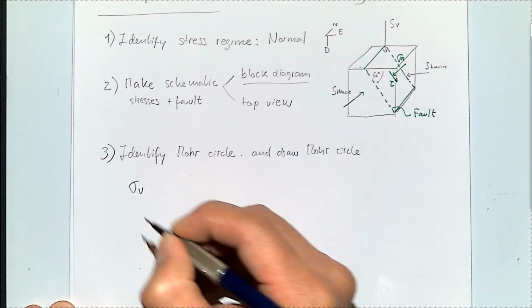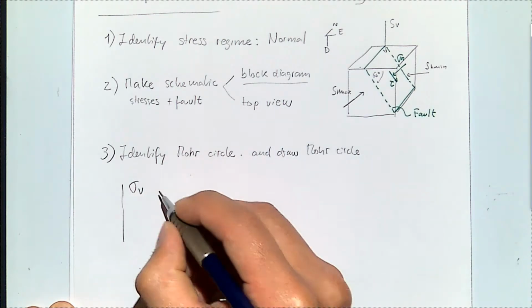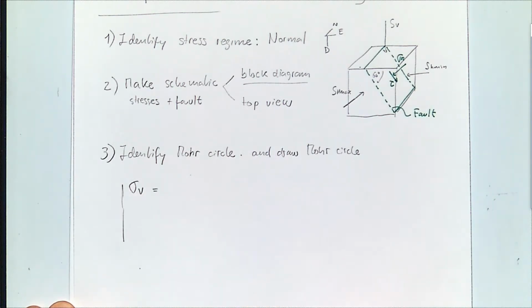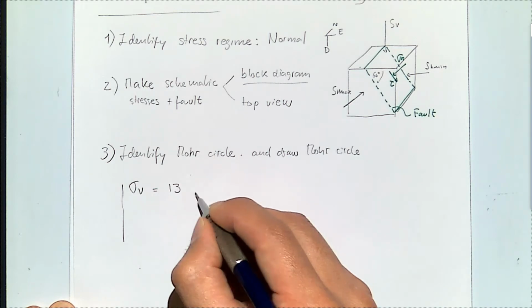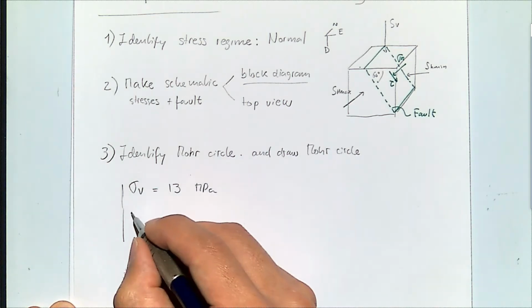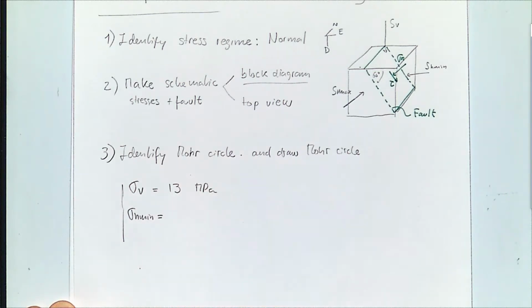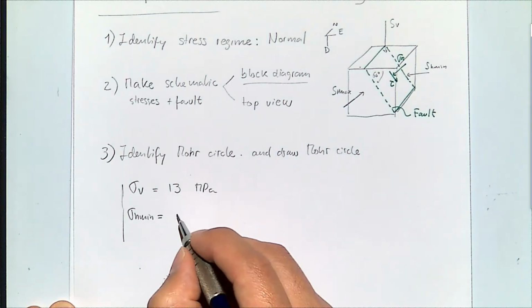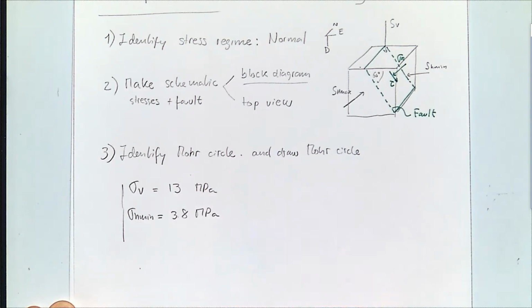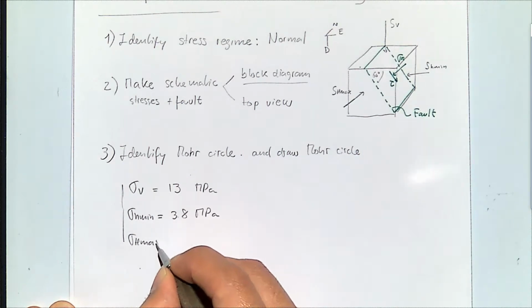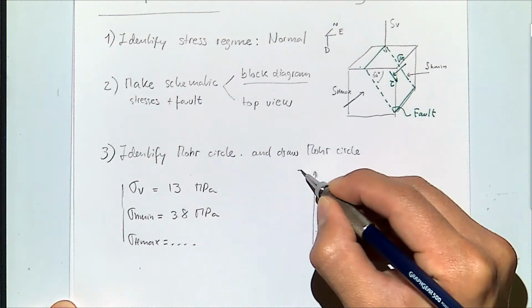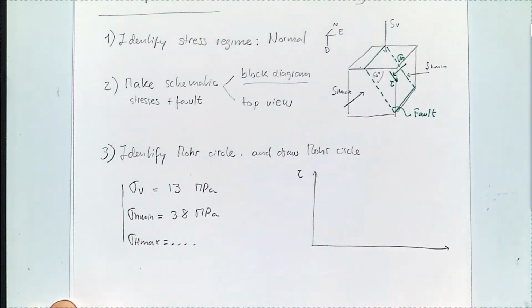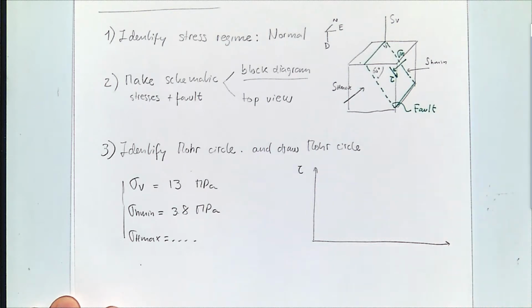All right, what is sigma V? No, that's SV. 23 minus 10, okay, and that is 13 MPa. And sigma H min is going to be, in this case, 3.8 MPa. And sigma H max is going to be something, but I don't really need it, so I'm not going to write it. These are the two I need. And when I draw the Mohr circle, I'm going to have sigma V equal to 13.